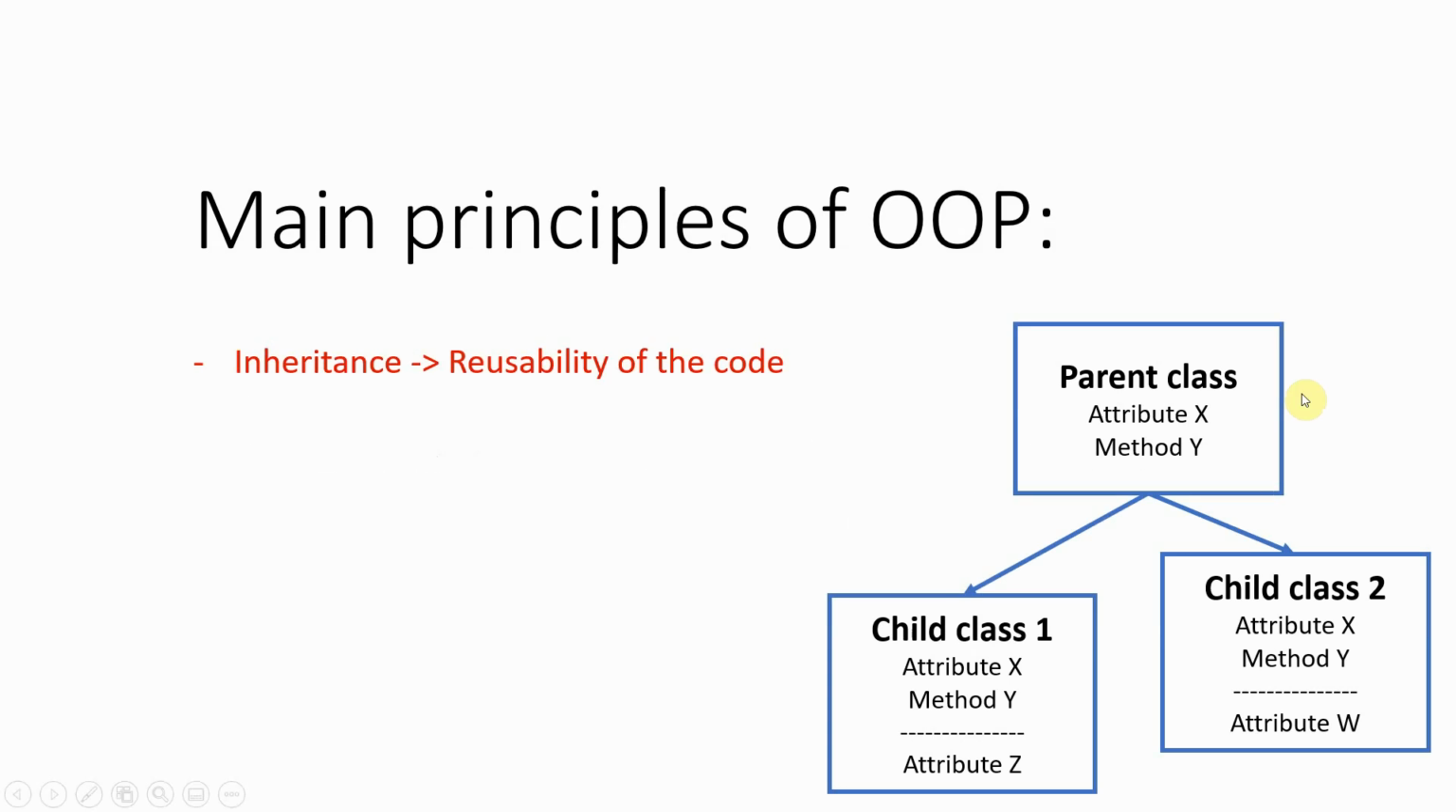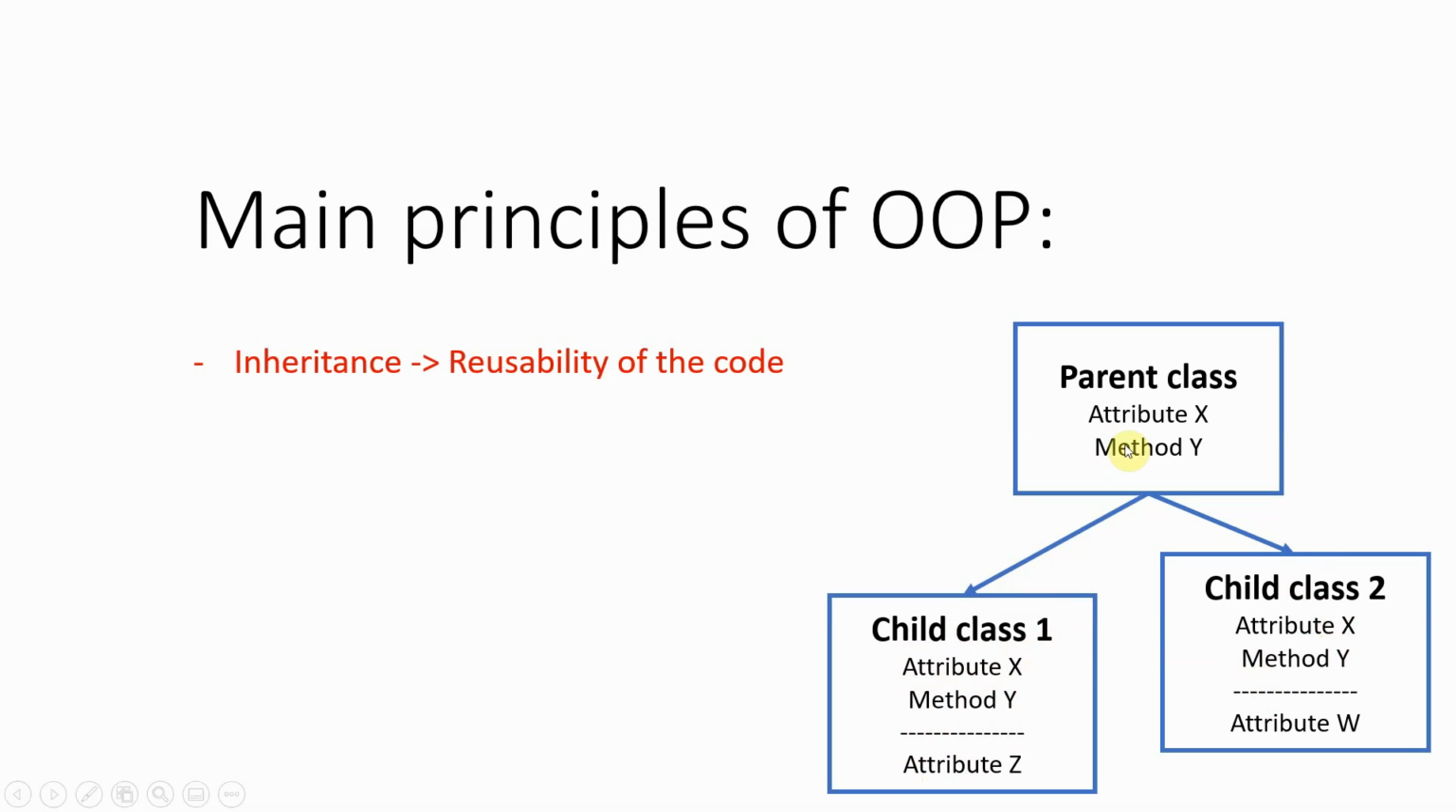Suppose that you have a parent class, and this parent class has some attributes and methods. So you know that attributes and methods are equal to variables and functions. Then you have another class, a child class, which has been derived from this parent class. So it has the attributes and methods of the parent, and it also has its own special attribute or method. And also another class, something like that.